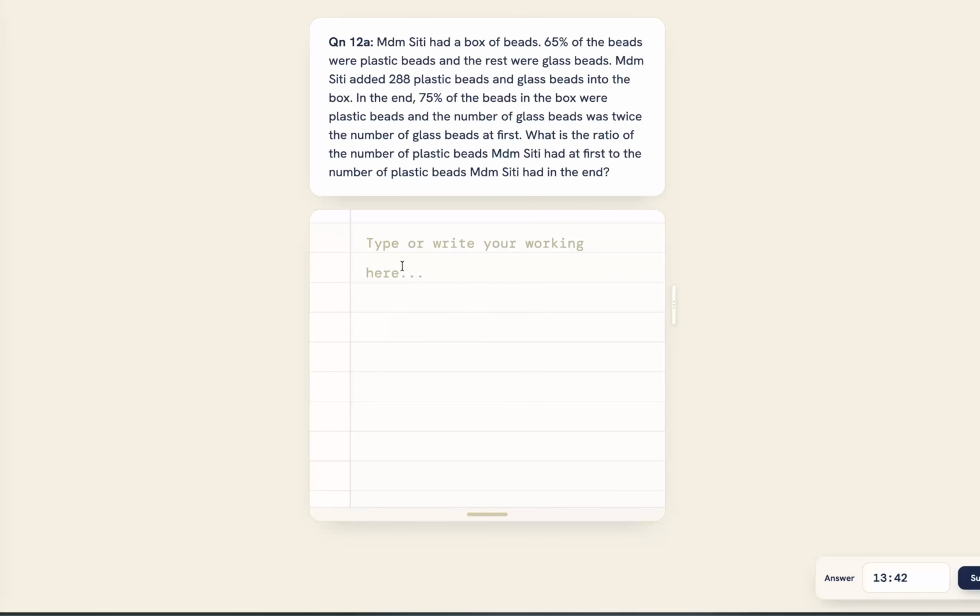So for this percentage kind of question, let me write like this. Plastic is to glass is 65% is to, so glass will be 35%. And then if you were to simplify this, 65% divided by 5, this would be, sorry, 13, not 15. 13 is to 7 for the at first. Then it says here in the end, it is 75% that were plastic is to glass. So this is at first.